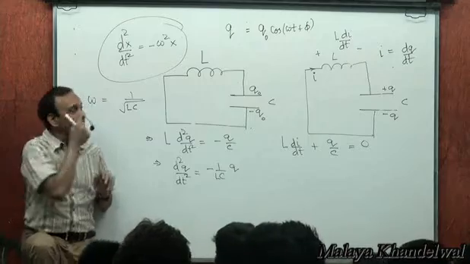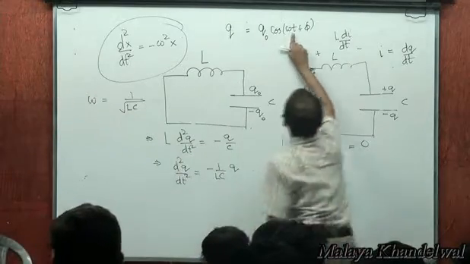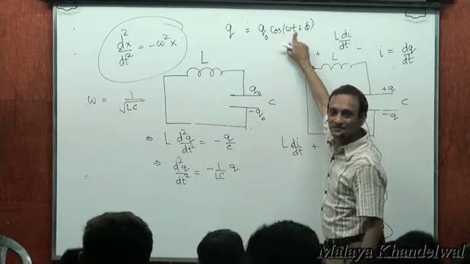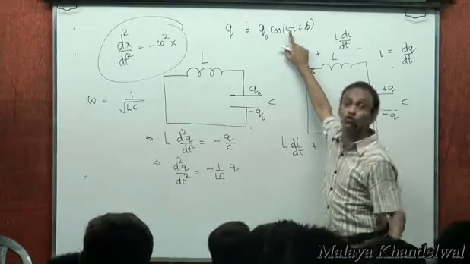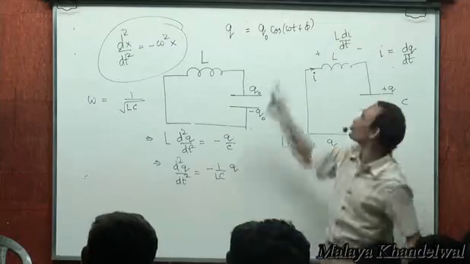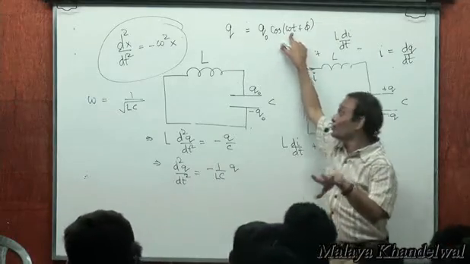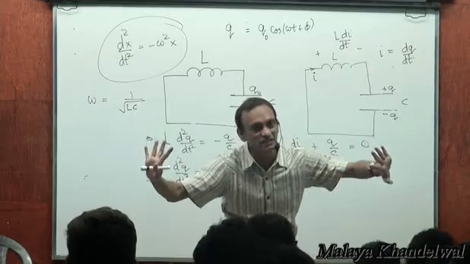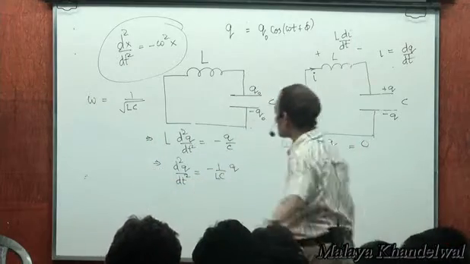And no matter what this omega is, omega t must be radians. So this omega also is radians per second. Because omega t is radians, this omega must be radians per second. So the dimensions of 1 by root LC is radians per second. Clear? Very good.